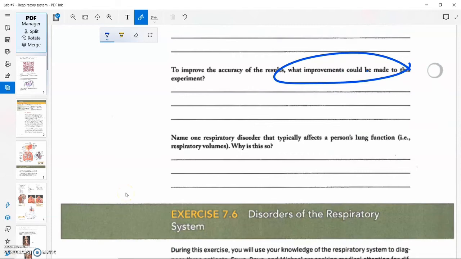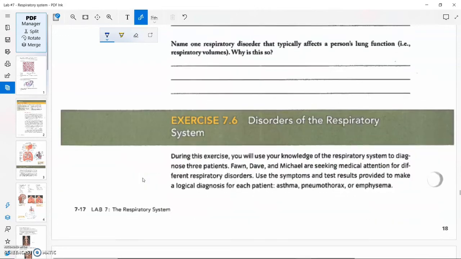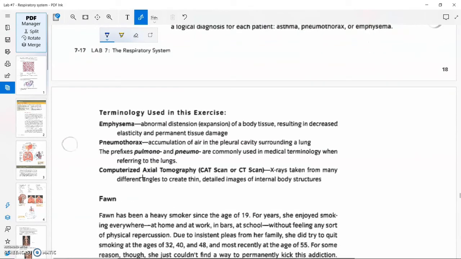Respiratory disorders that affect a person's lung function or respiratory volumes include asthma, emphysema, and generally chronic obstructive pulmonary disease, because there's less capacity for gas exchange and the lungs have to be inflated more, for instance. So we're going to talk about some of the disorders now.